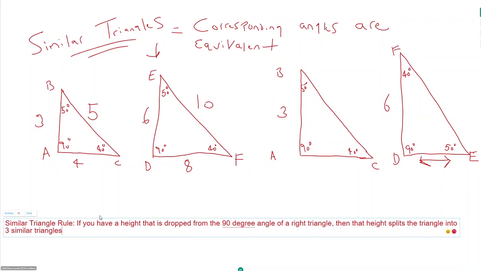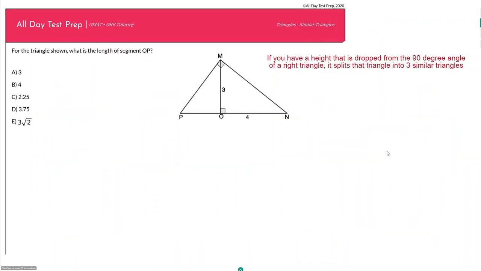Let's take a look at what this means within an actual GMAT problem. So I wrote the rule out again over here so that we can break it down. If you have a height that is dropped from a 90-degree angle of a right triangle, it splits that triangle into 3 similar triangles. And so let's break this down.